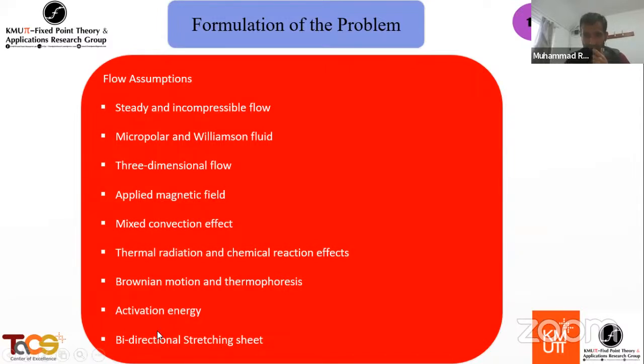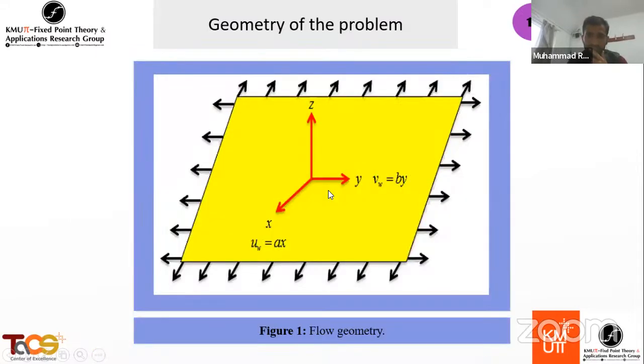The geometry of the problem is a bidirectional stretching surface. Bidirectional means in two directions, X and Y. Here, we see that in the X direction, the velocity is U equal to AX, and in the Y direction, the velocity is defined as V equal to BY. The fluid motion is produced due to the stretching of this surface.